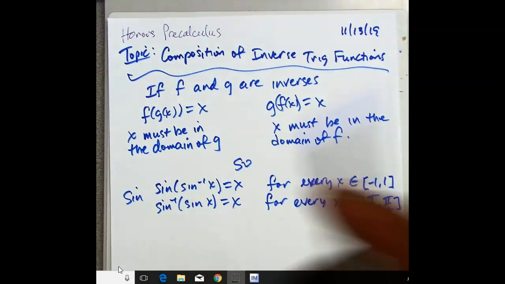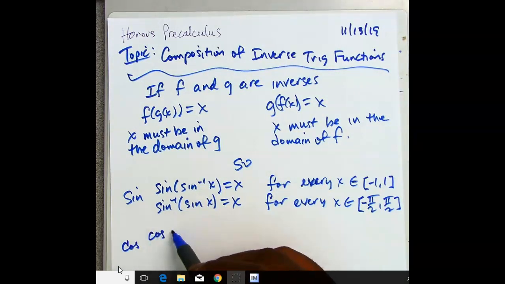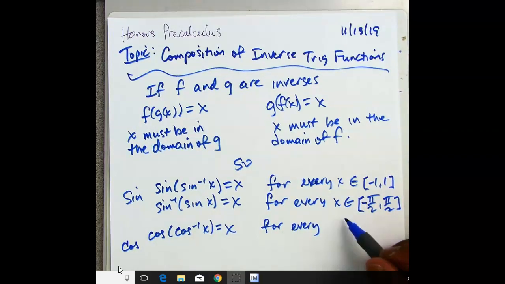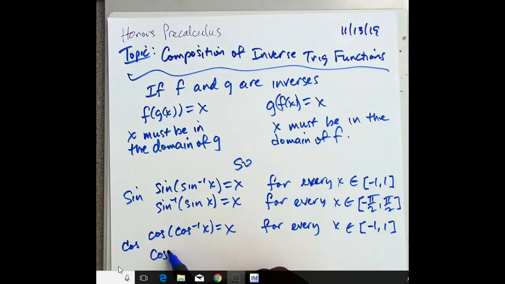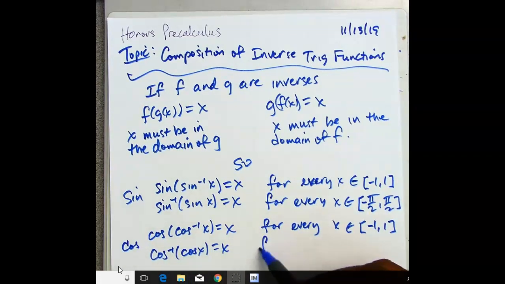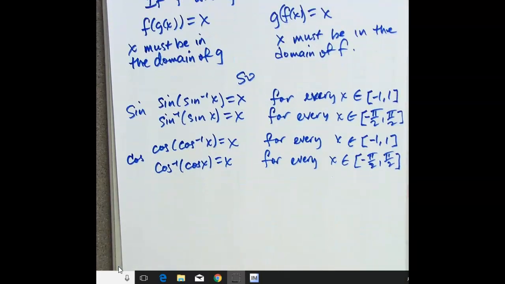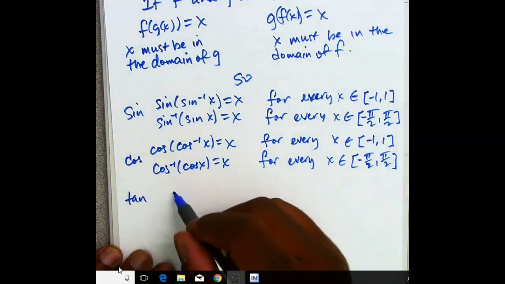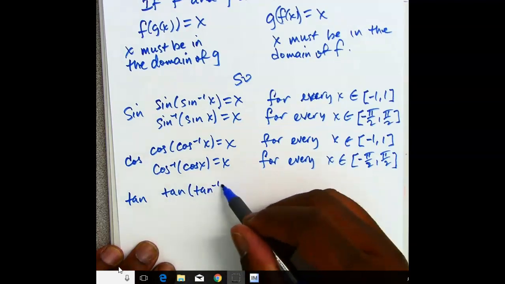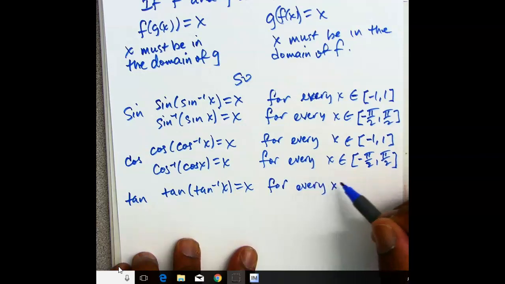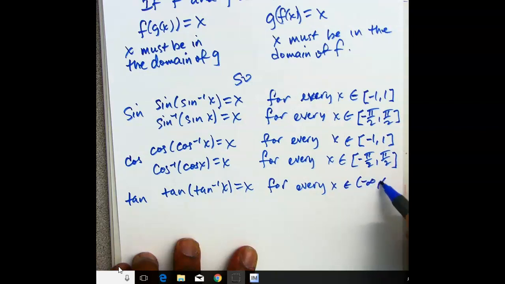So for cosine, the cosine of the inverse cosine of x is equal to x, and that's for every x in -1 to 1, and the inverse cosine of the cosine of x is equal to x for every x between 0 and pi. For tangent, the tangent of the inverse tan of x is equal to x, so these two undo each other, for every x between -infinity and infinity, so basically all real numbers.